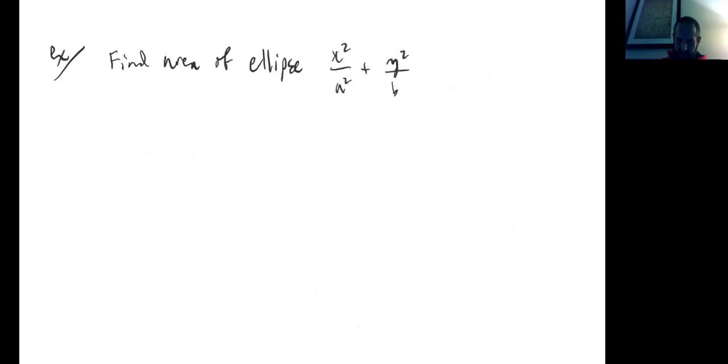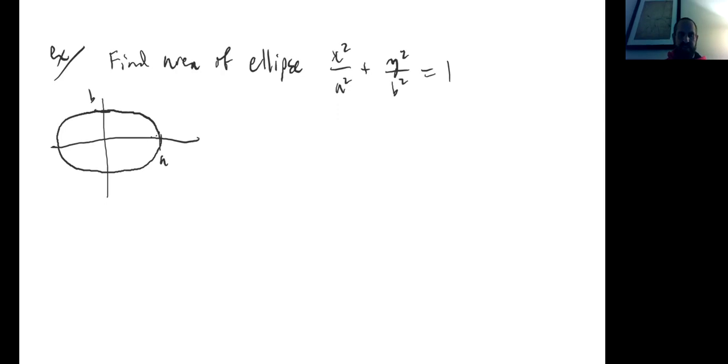Okay, so example, find the area of the ellipse x squared over a squared plus y squared over b squared equals 1. Okay? So that is, it's like this, okay? So maybe this is A and maybe this is B like this. So we have the area of this ellipse. Okay, not a very good looking ellipse there, but you get the drift, okay?